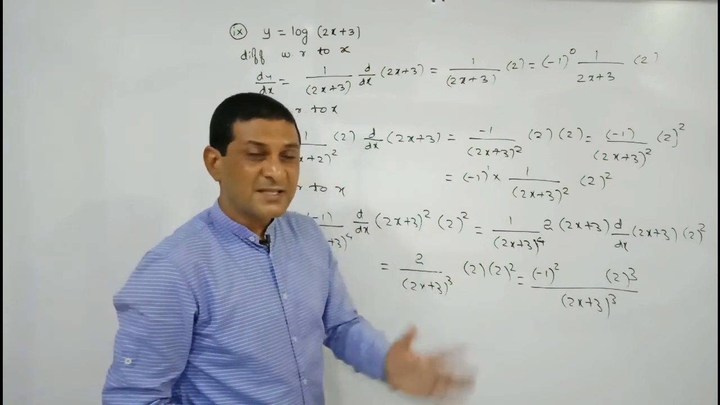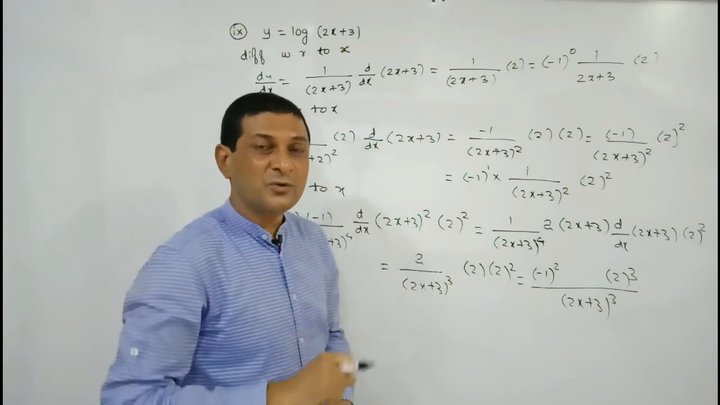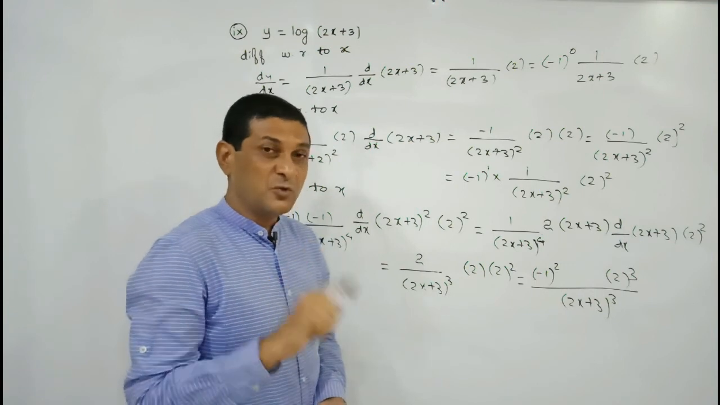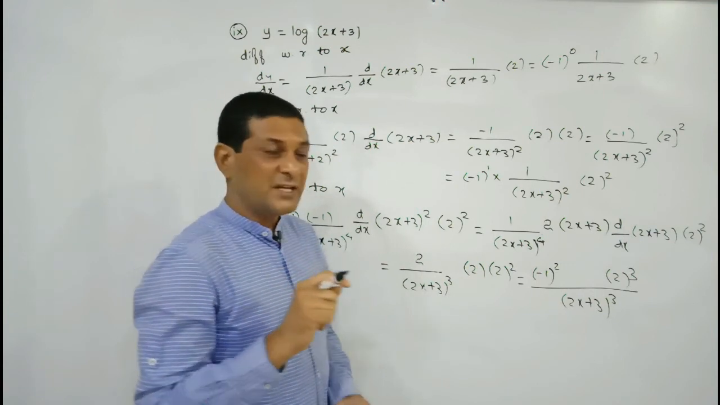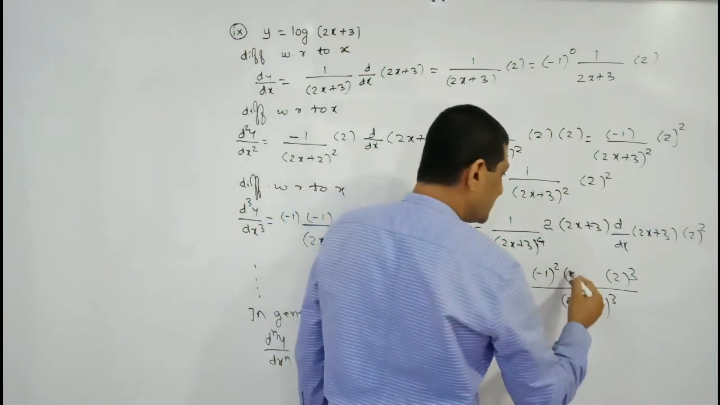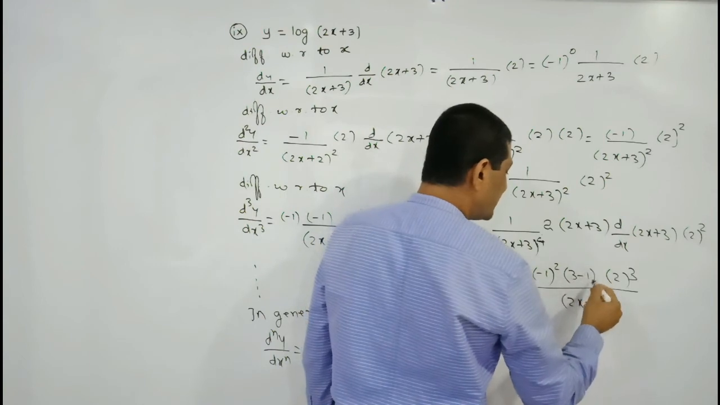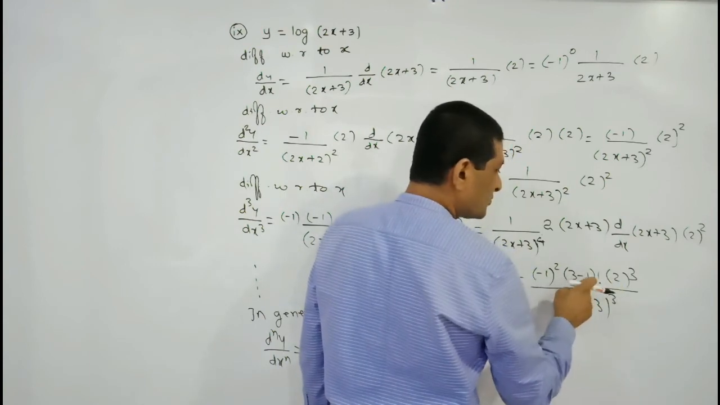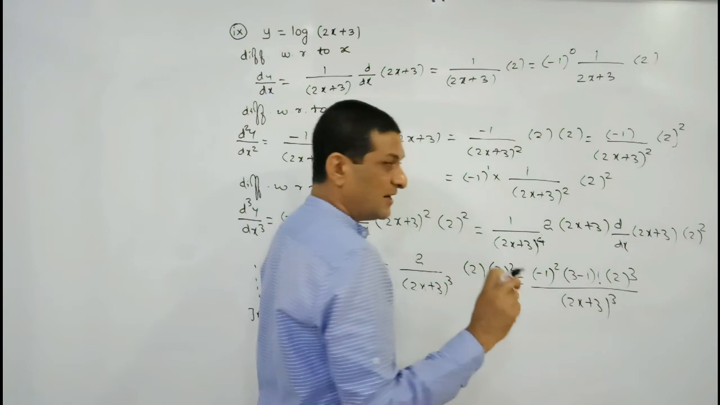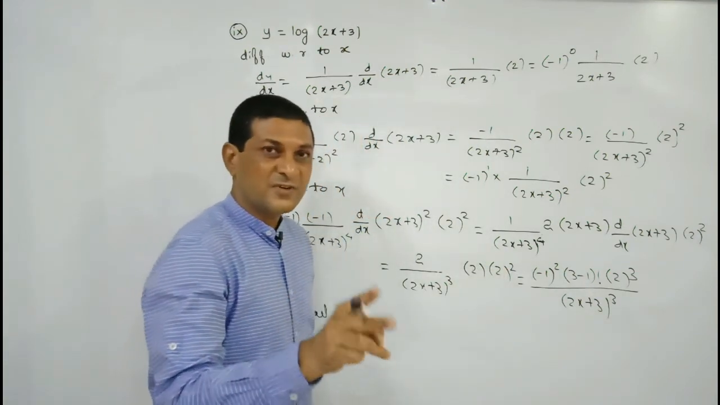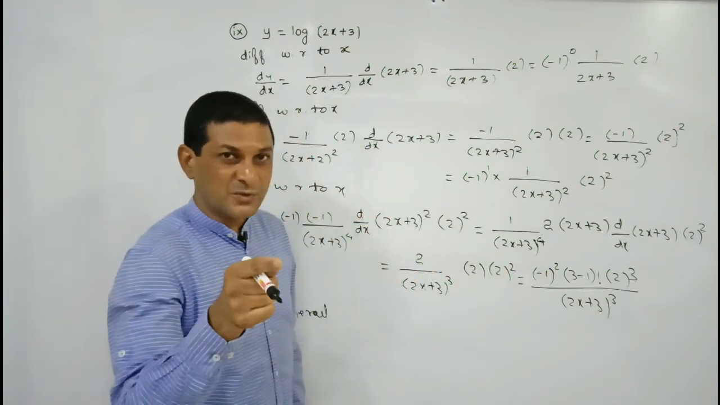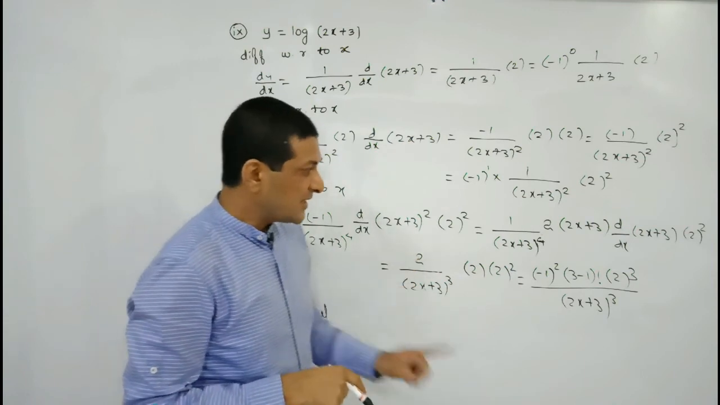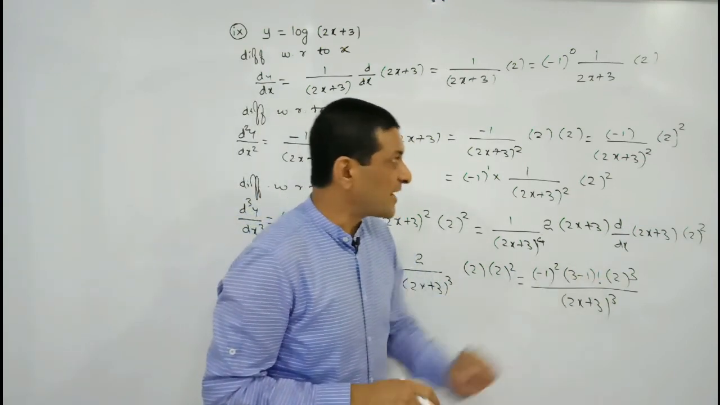Now can I say that 2 is the value of 2 factorial? Yes, 2 is the value of 2 factorial. 2 factorial, can I write it as 3 minus 1 factorial? 3 minus 1 means what, 2 factorial. 2 factorial means product of first two natural numbers, means 1 into 2 is 2. So this 2 can I write it as 3 minus 1 factorial.